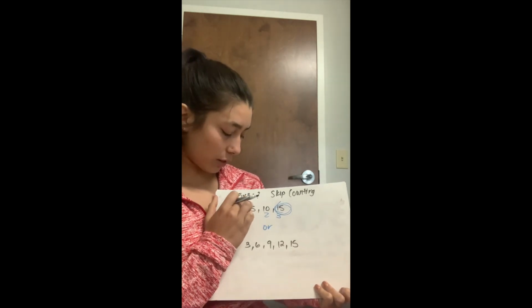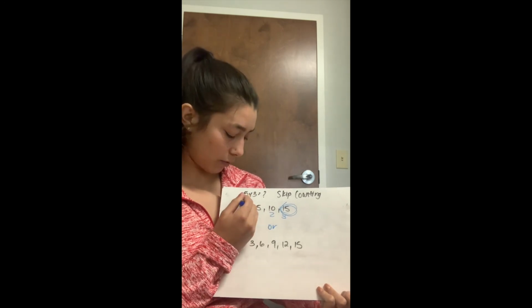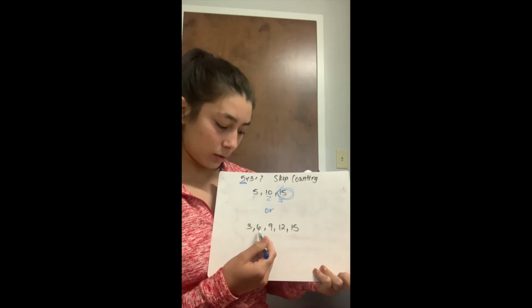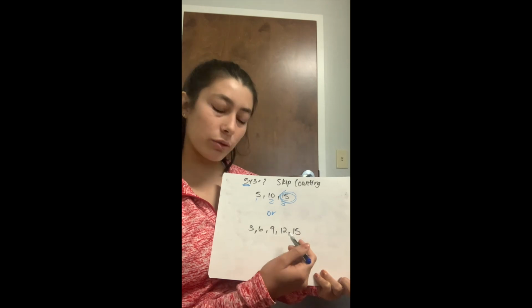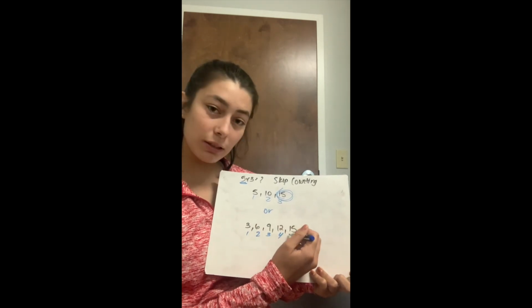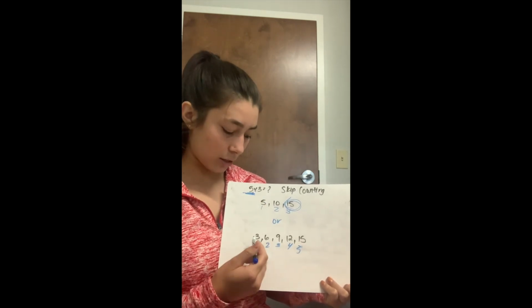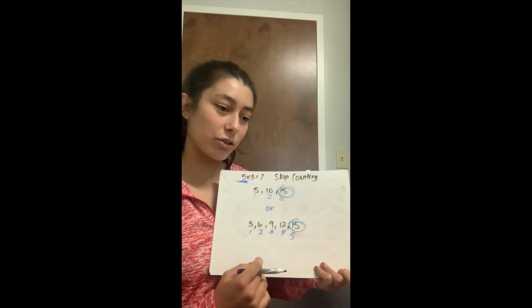And then we can flip it to where we write out, we skip by 3 5 times. So 3 plus 3 is 6. 6 plus 3 is 9. 9 plus 3 is 12. And 12 plus 3 is 15. And we did that how many times? 5 times because of this number, because we have the 5 up here. So 3, 6, 9, 12, 15. And we know our answer is 15.